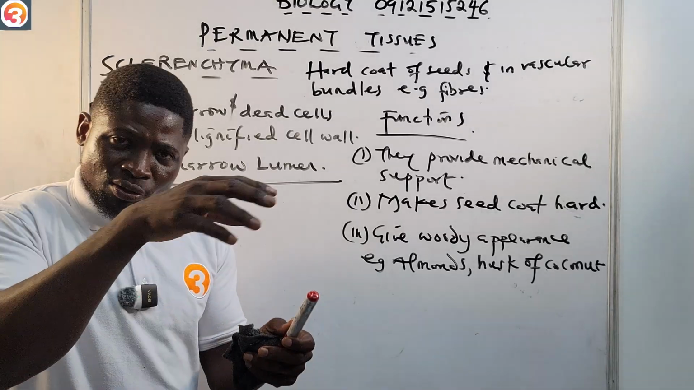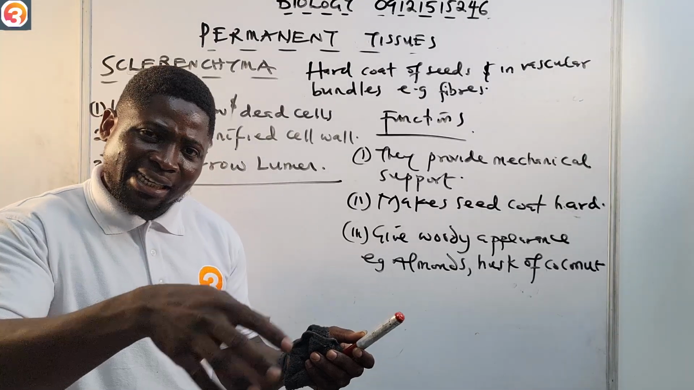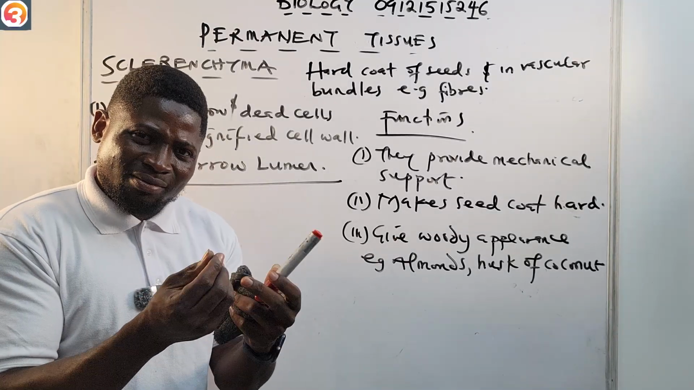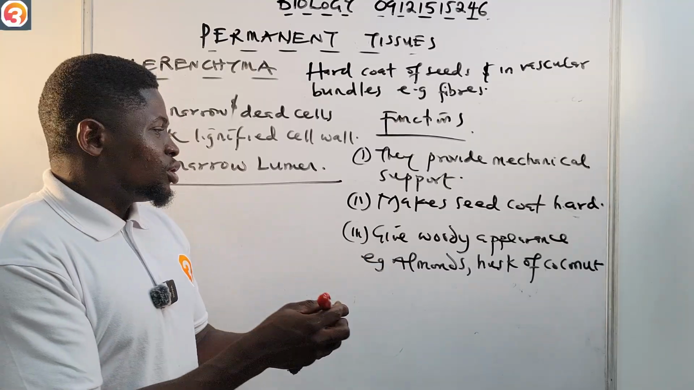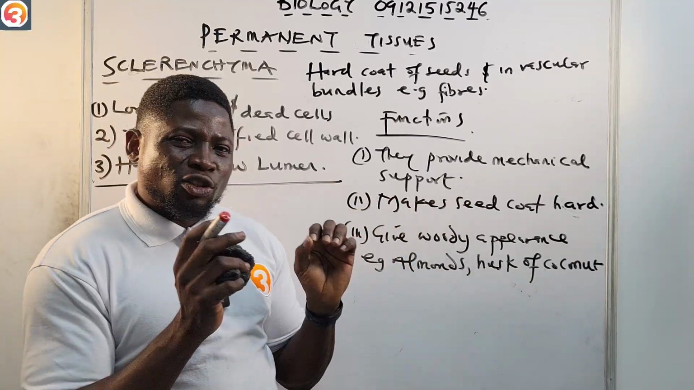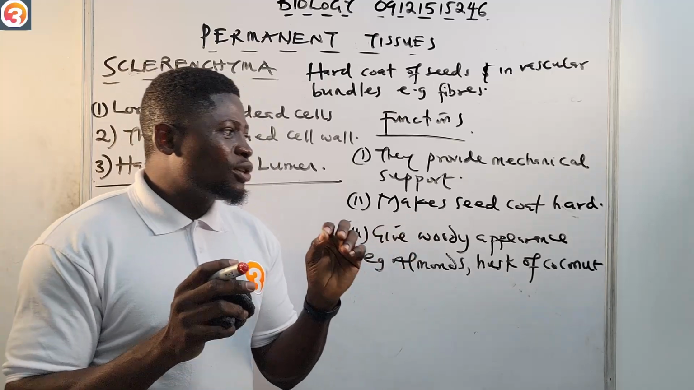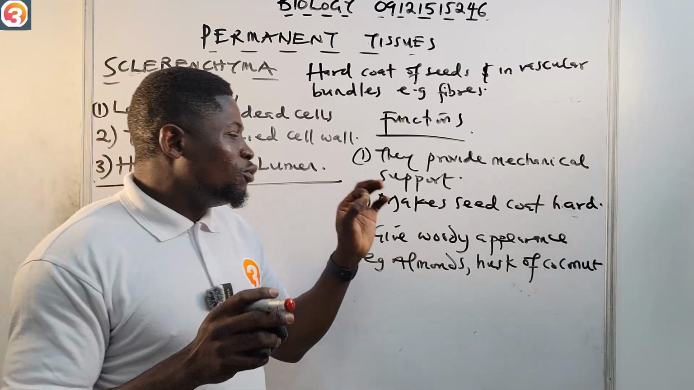Or you have seen what? You have seen a coconut now. You see how the outside coating is. It looks like what? It gives this woody appearance. So also is the almond. So they provide mechanical support. They make the seed coat hard, and also they give a woody appearance.